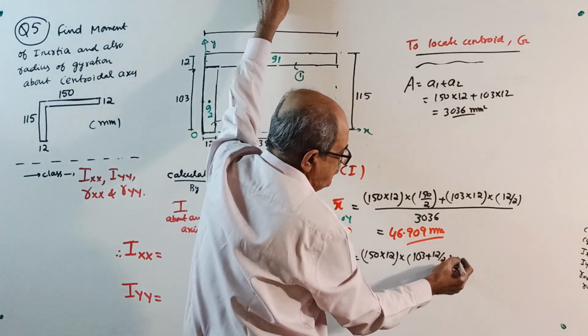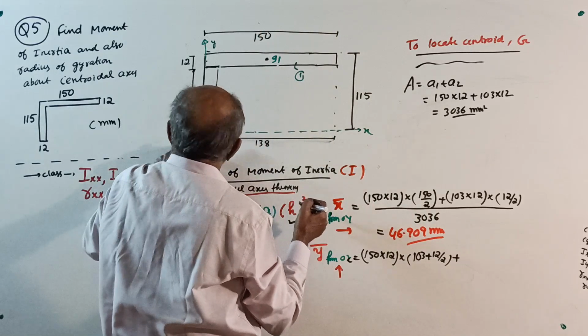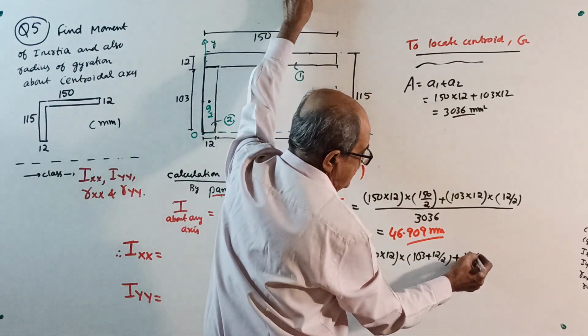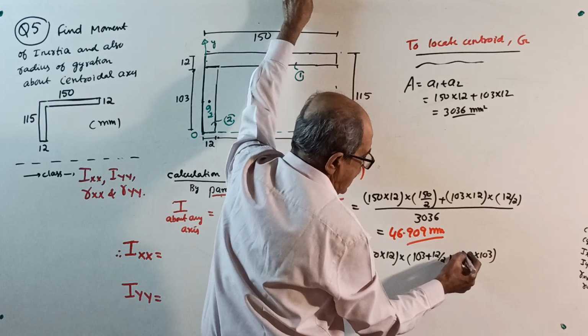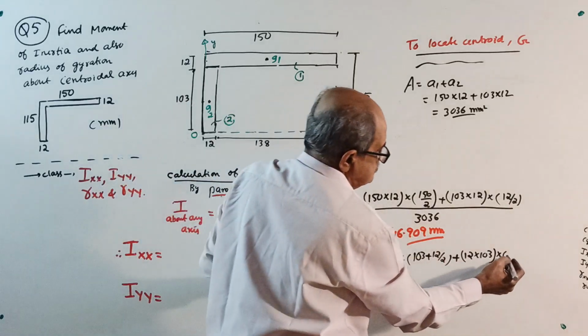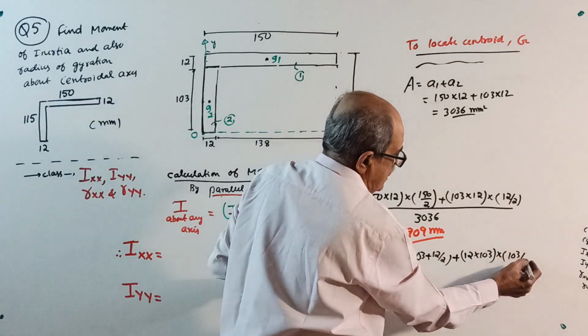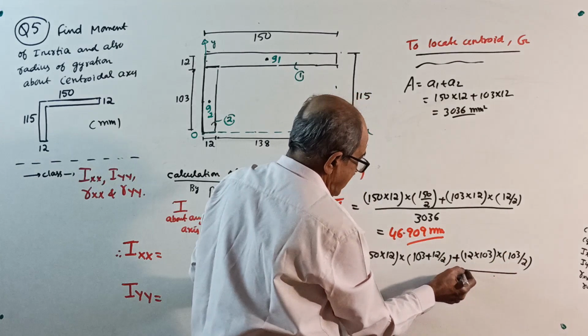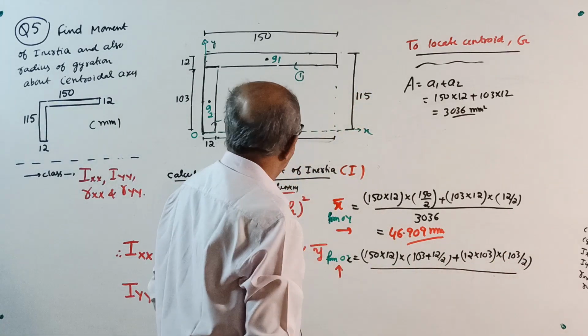Actually, again I am going to the centroid, wasting time. Plus 12 into 103 is the next area. Some sound is coming there. I want to finish this part of the recording now. Into 103 by 2. I don't know why at such an odd time, midnight, they are playing music there.